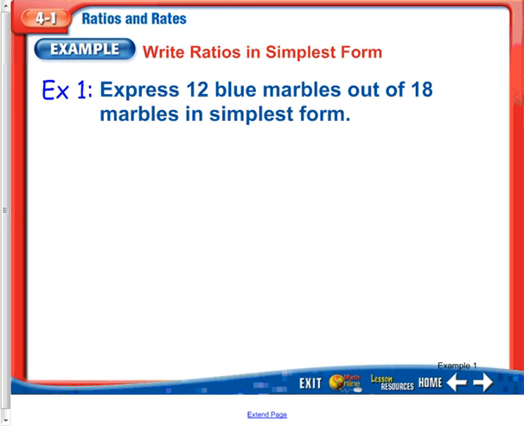So express 12 blue marbles out of 18 marbles in simplest form. So we can just write the 12 over 18 as a fraction. And then what you want to think of is the greatest common factor, and then you're going to divide by that. So what is the biggest number that goes into both 12 and 18? Well, I see I can divide both top and bottom by 6. And I'm going to get 2/3. And 2/3 would be the simplest form. So 2/3 are blue.